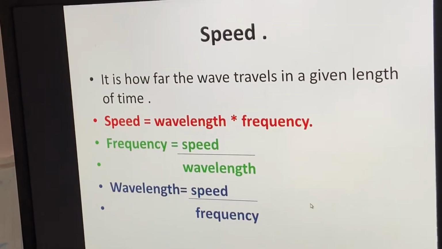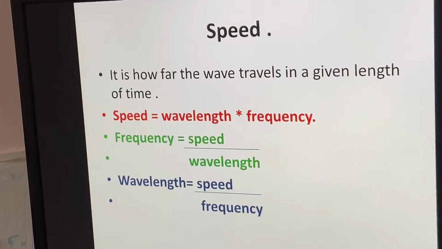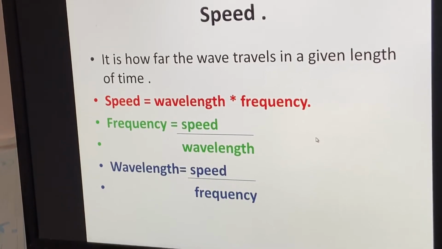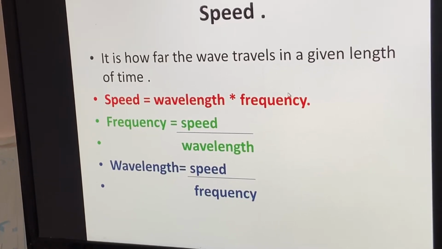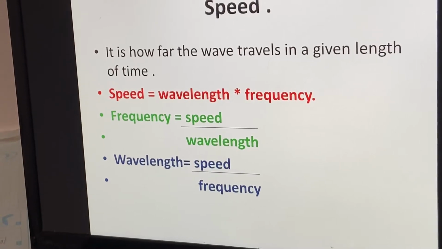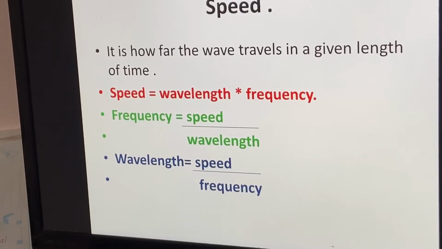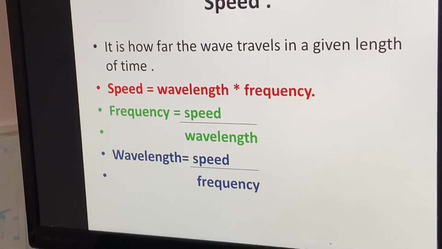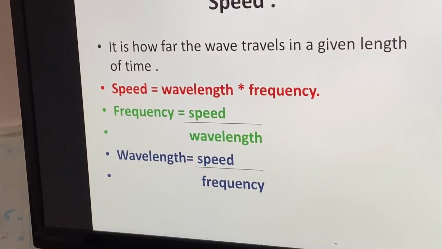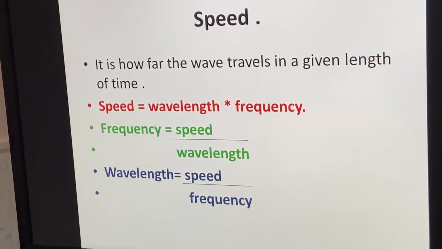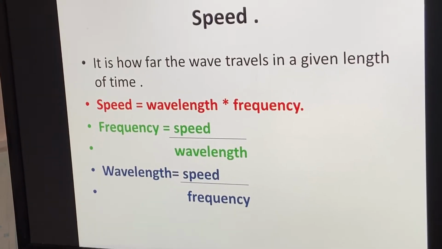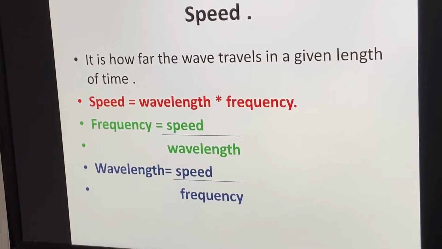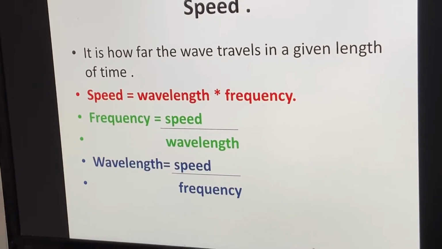The last one is the speed. Speed is how far the wave travels in a given length of time. For example, on a stormy day you can see the lightning and hear the thunder, but you always hear the thunder after you see the lightning, because light waves travel much faster than sound waves, by millions of times. So that's why we see the lightning before we hear the thunder.